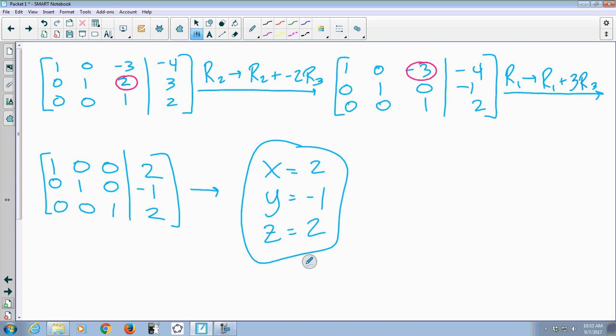Any questions? No, not at all. No. Just variable names. All right.